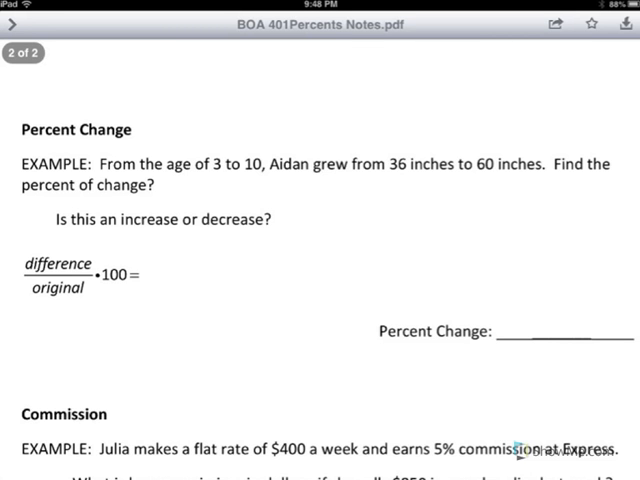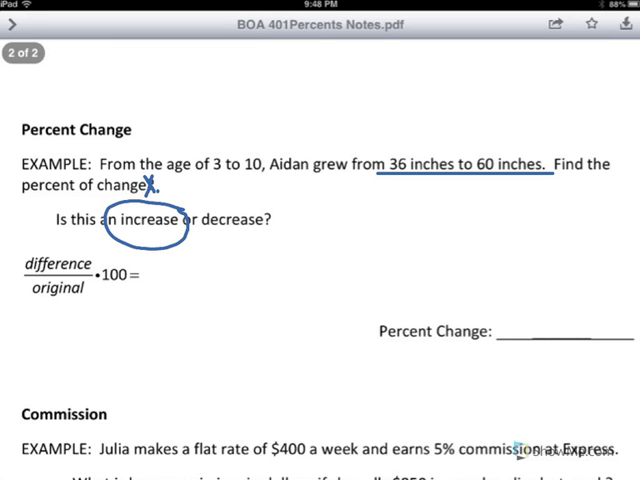We have that from the age of 3 to 10, Aiden grew from 36 inches to 60 inches. Find the percent change. That should not be a question mark, that should be a period. We're talking about his percent change in height. So we're going to look at these two numbers, 36 inches to 60 inches. We're going to talk about, is this an increase or a decrease? Well, this is going to be an increase, right? He's growing up. He's growing taller. So this is an increase in height.